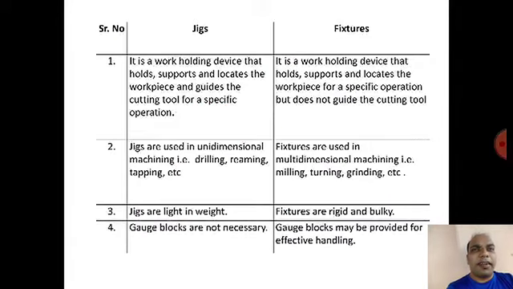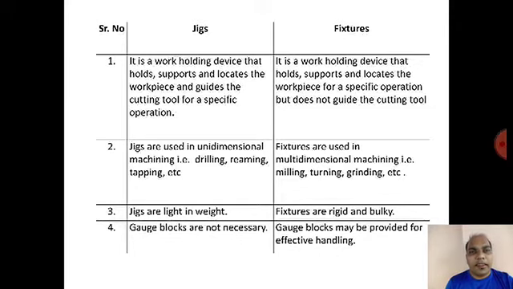Let us understand the differences between jigs and fixtures. A jig is a work holding device that holds, supports and locates the workpiece and guides the cutting tool for a specific operation. A fixture is a work holding device that holds, supports and locates the workpiece for a specific operation, but it does not guide the cutting tool. Jigs are used in unidimensional machining, that is drilling, reaming, tapping, etc., whereas fixtures are used in multi-dimensional machining, that is milling, turning, grinding, etc.